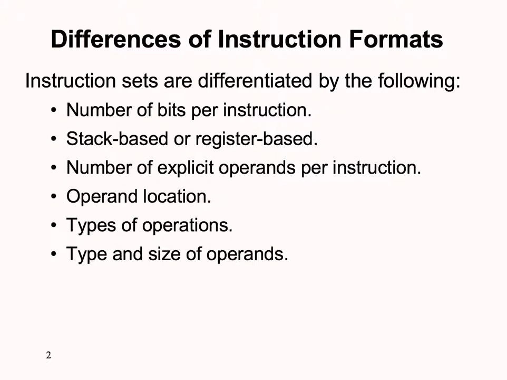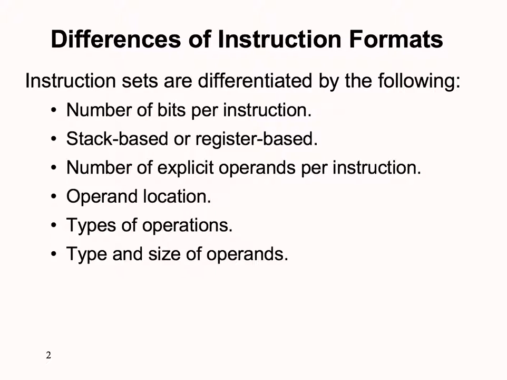Alright, in this video we talk about instruction formats. So we know that there are a variety of ways to encode an instruction. Architectures are differentiated from one another by the number of bits allowed per instruction. For example, 16, 32, and 64 bits are the most common ones.